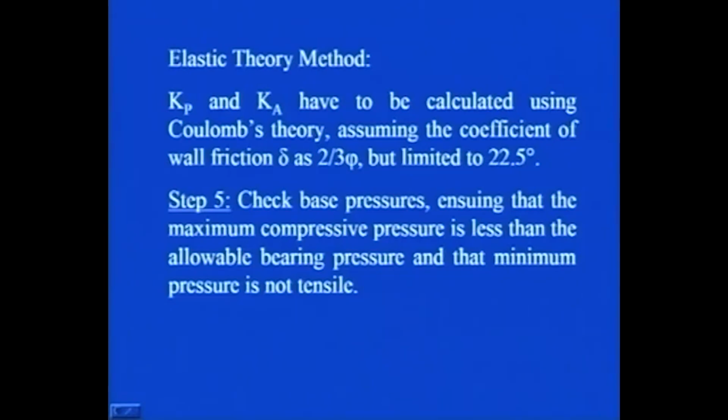How do we check whether it is tensile or not? In soil mechanics we take tensile stress to be negative. So, if the minimum stress value comes out to be negative, that means it is tensile. So the minimum pressure should be greater than 0. This will imply that particular pressure is not tensile.